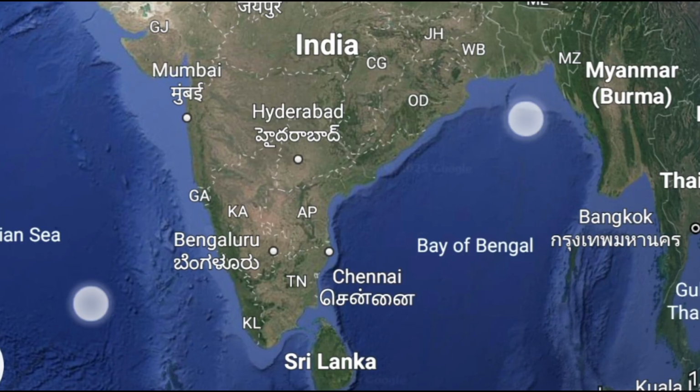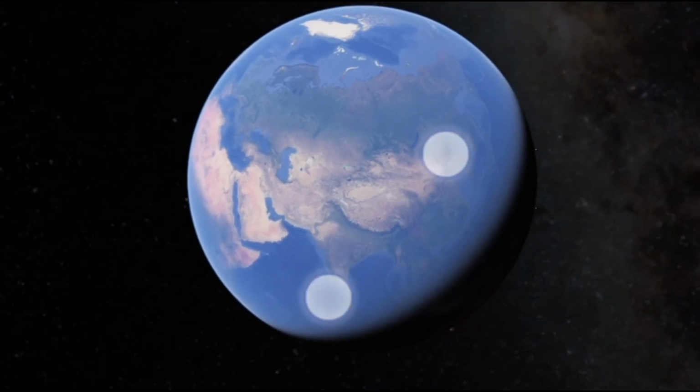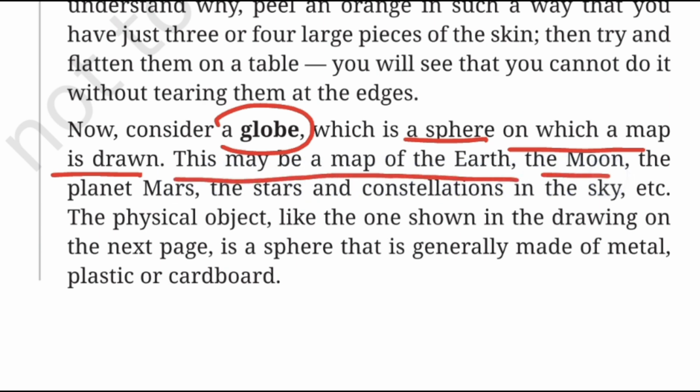Basically I just want to say this is a globe. This globe is a 3D figure, as you can see. A globe is a spherical thing, isn't it? It's a sphere on which a map is drawn. So within that particular sphere there are a lot of maps, as you have already seen. This may be the map of Earth, or maybe the moon or planet Mars, stars and constellations in the sky, etc.